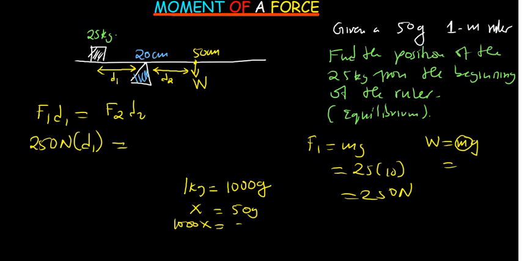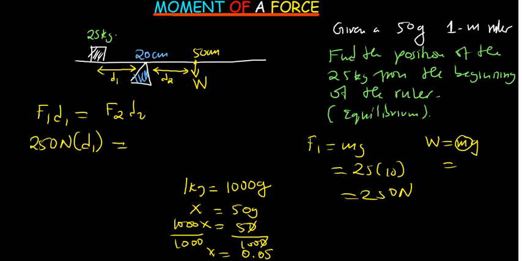1 times 50, that is going to be 50. Divide both sides by 1000. So this 0 cancels with this 0, so x is going to be 5 over 100. It is going to be 0.05. This is now in kg. Okay, so now that's the mass, 0.05.